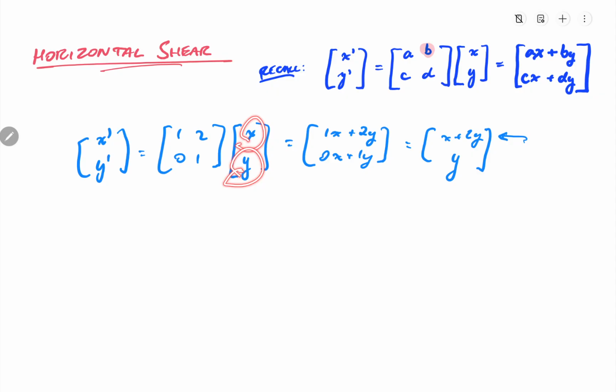So x and y stay the same. So we have an x and y in our output. However, our x1 will have a multiple of y added to it every time. So let's see how that looks.